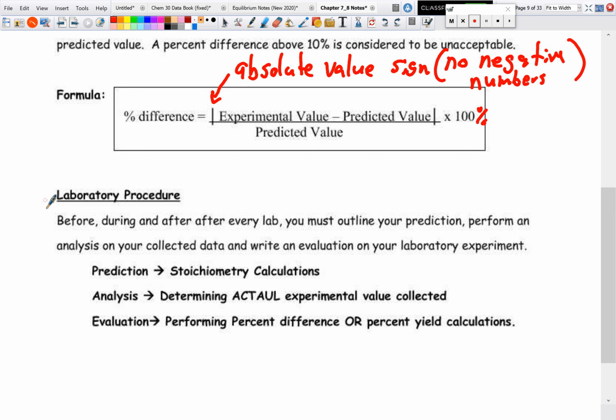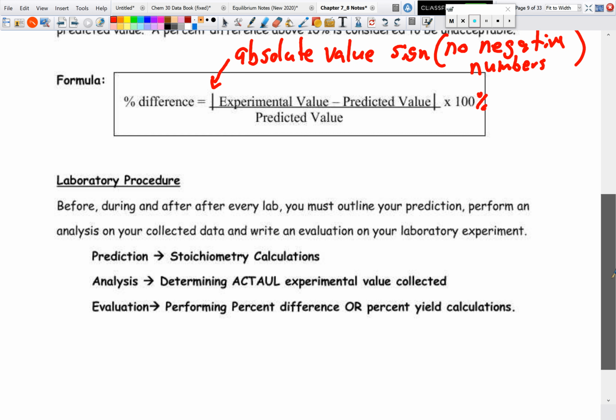Of course, we will need to get just a few little definitions out of the way for a laboratory procedure. Before, during, and after every lab, you must outline your prediction, perform an analysis on your collected data, and then write an evaluation on your laboratory experiment. That is every lab you will do. Now, obviously, with the circumstances that we have right now, we can't really do that, but either way, we will go through them on paper.